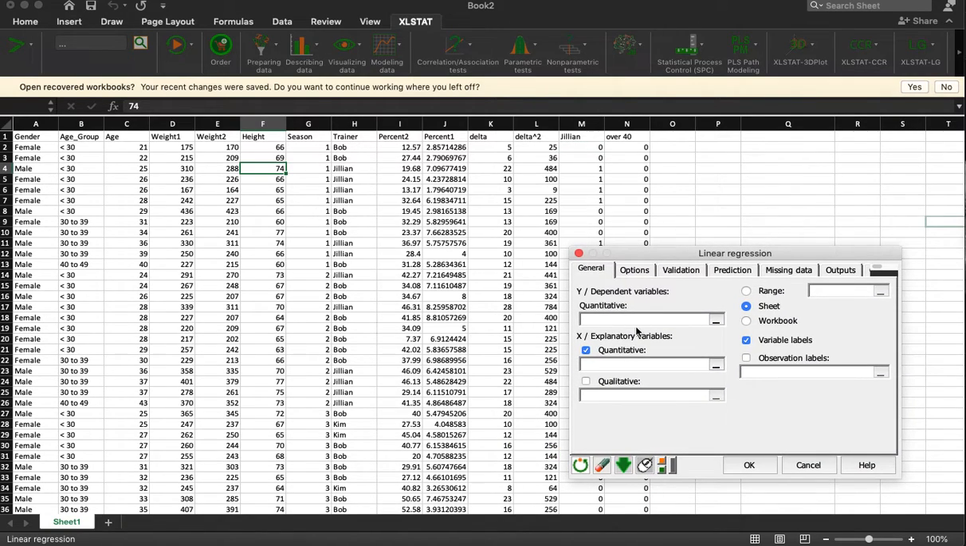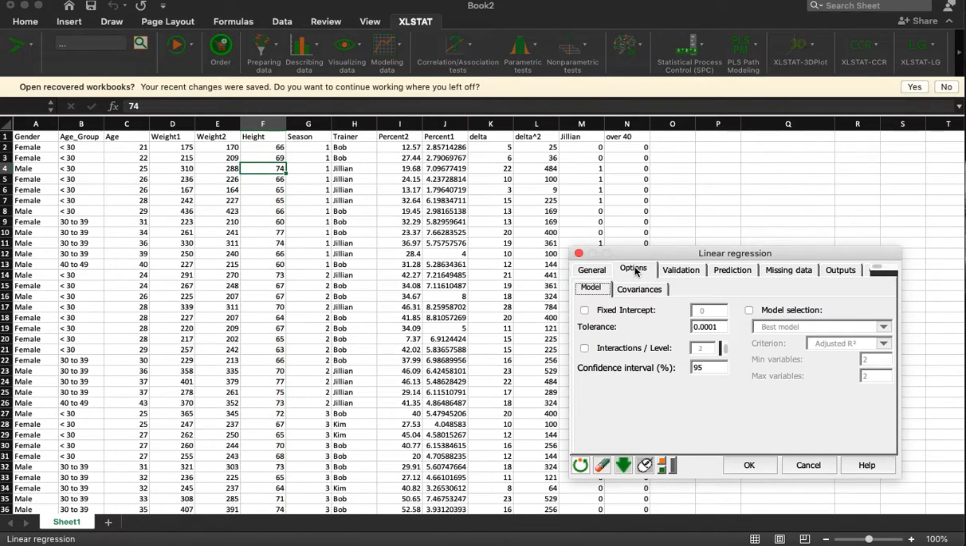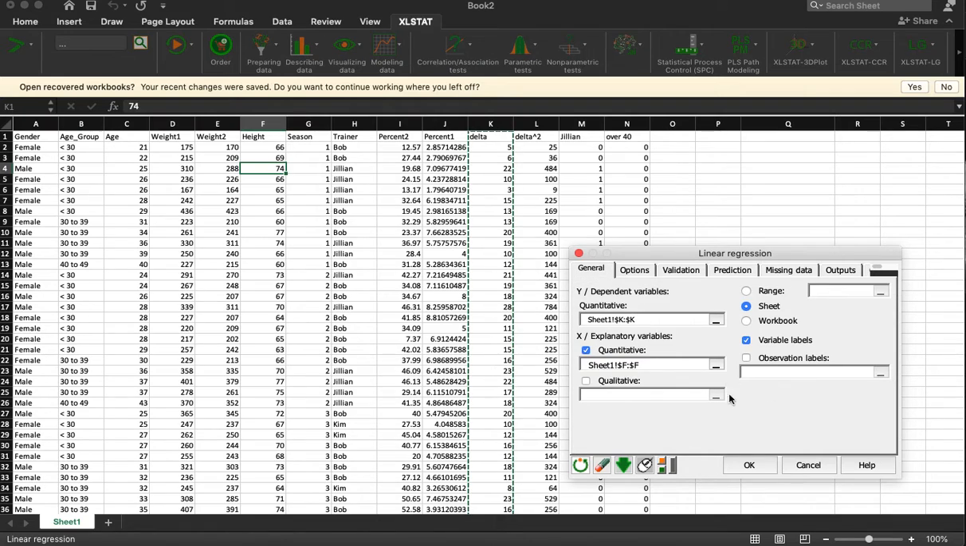It's going to ask us for what we're trying to predict. We're trying to predict weight loss, and what's our starting variable? We're going to use height to try and predict that. So that's our independent variable, or explanatory variable, or X variable. We have names. Everything else can stay the same.